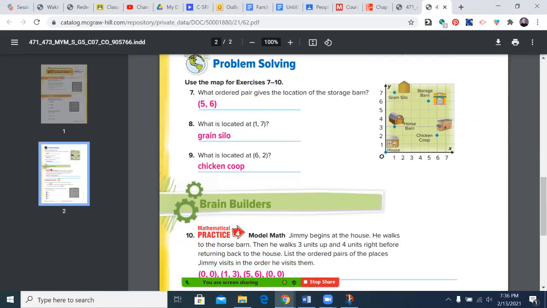What other pair goes at the location of the storage barn? That is 5 over and 6 up. What is located at 1 over and 7 up? The grain silo. How about at 6 over and 2 up? The chicken coop.